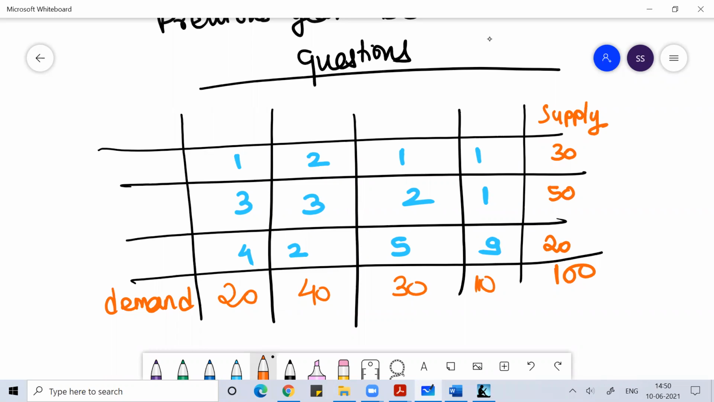Source and destination are synonyms of the same thing. Now, how do I solve this 5 marks question by the northwest corner method? We start from the cell at the northwest, that is, the first cell. Here the supply is 30 and the demand is 20. How much can we meet? Only 20 units. So put 20 units here.